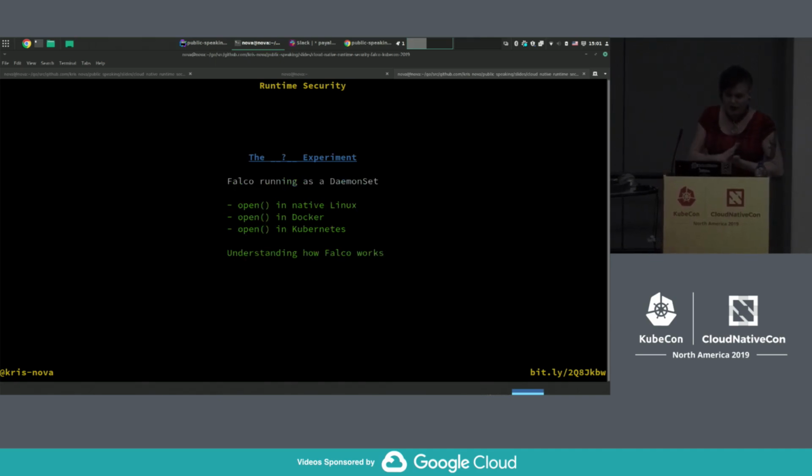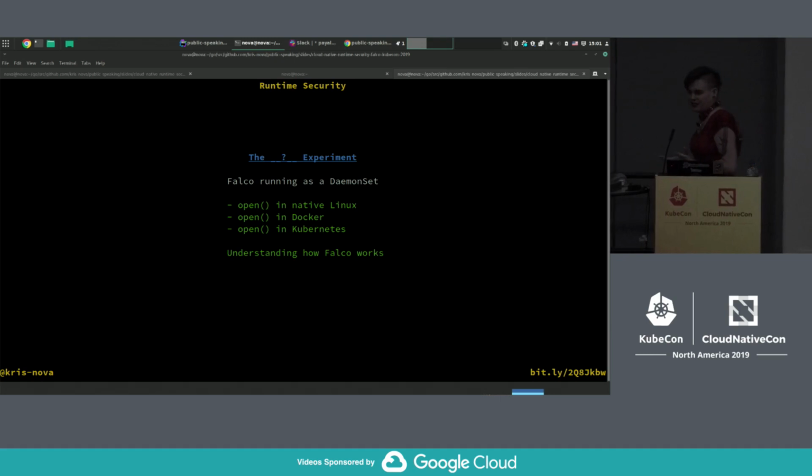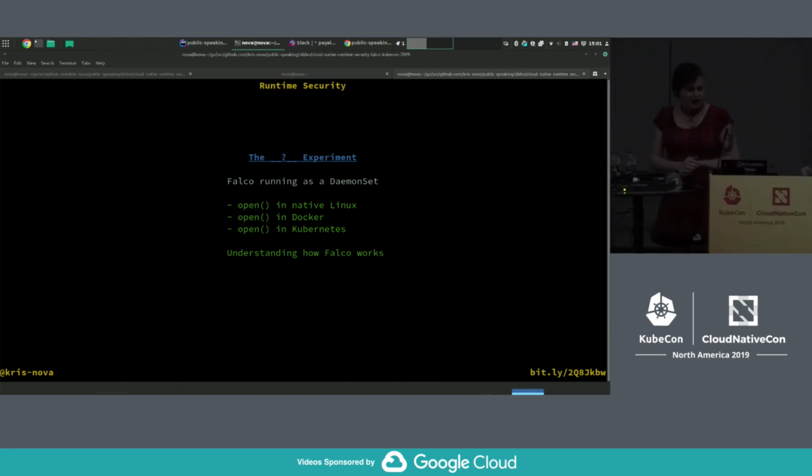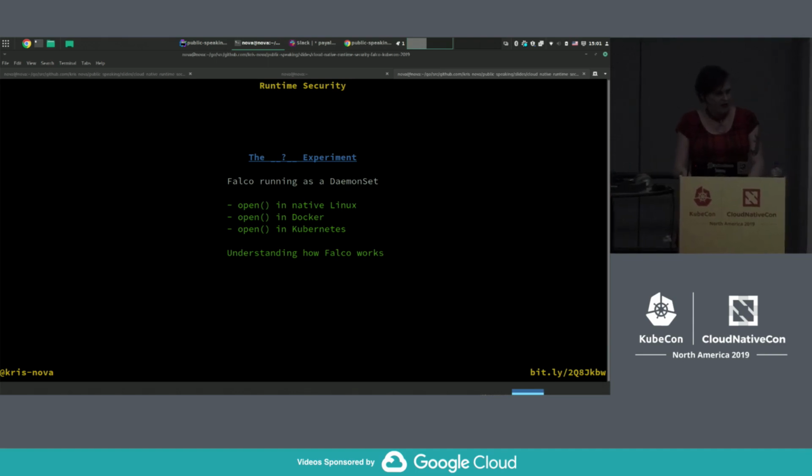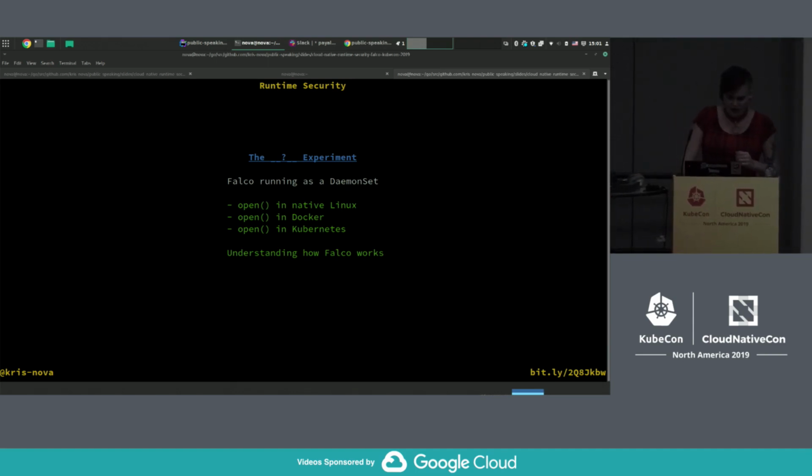OK, so how we're going to do this is I have Falco running as a daemon set in Kubernetes. That's going to be our final example here. We're going to do open in native Linux, open in Docker, and open in Kubernetes where Falco is running as a daemon set. And hopefully this will show you how Falco works, and you'll understand why we did what we did.